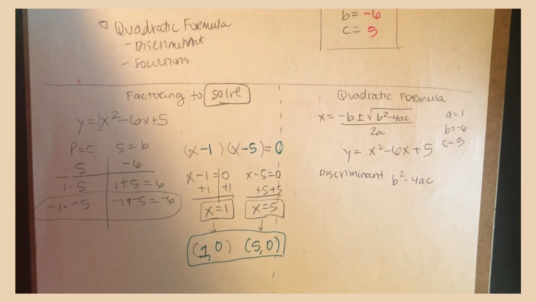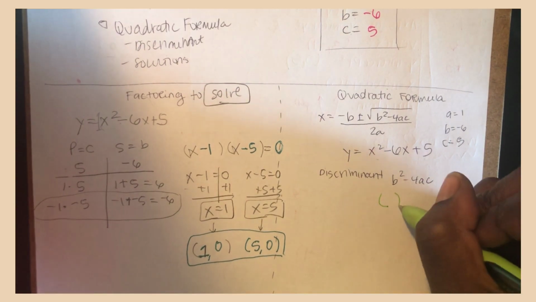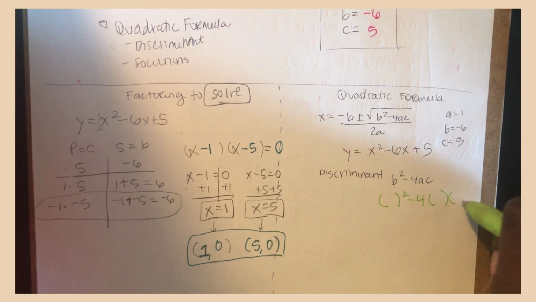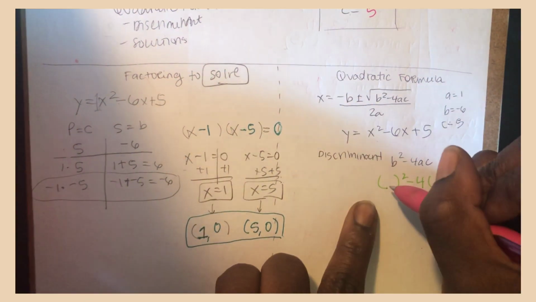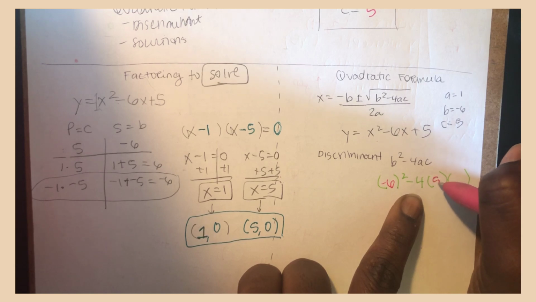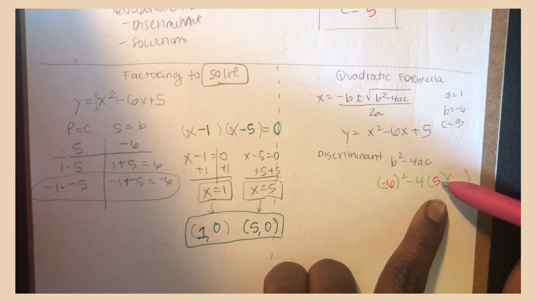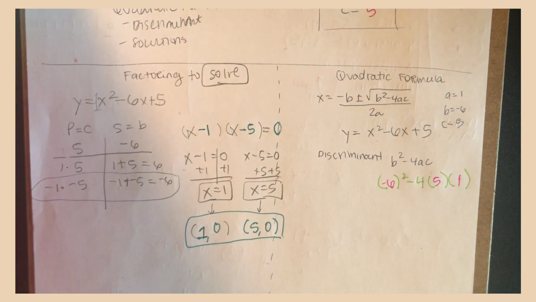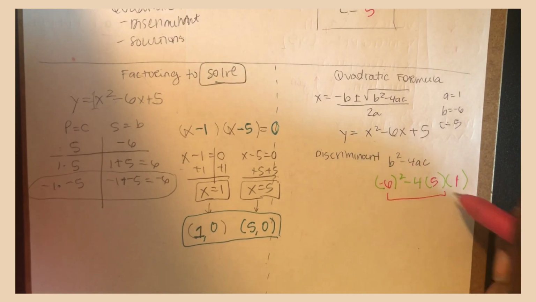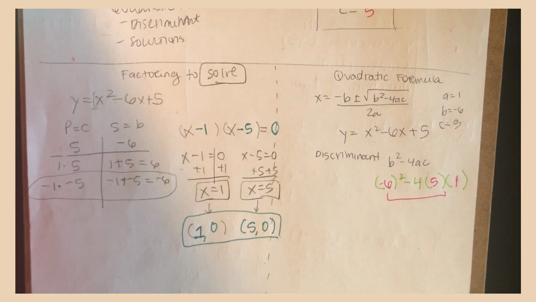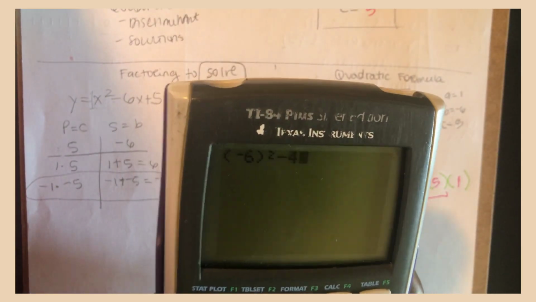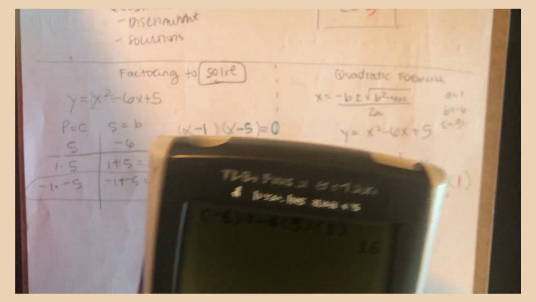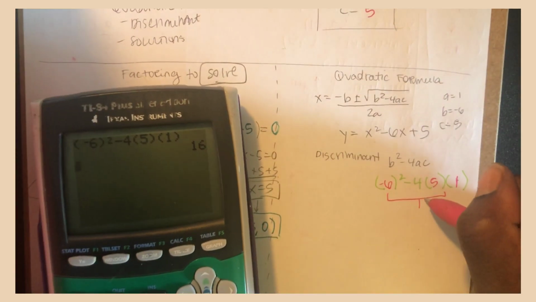Now with the discriminant, we are going to put our place marks where we are going to substitute the values for b, a, and c. B is negative 6. C is 5 and a is 1. I switched those, but they're still going to be okay because we're multiplying. So don't sweat it. Now we're going to put that in our calculator. And please, hopefully you're doing this with me while you're watching. This is 16, our discriminant.